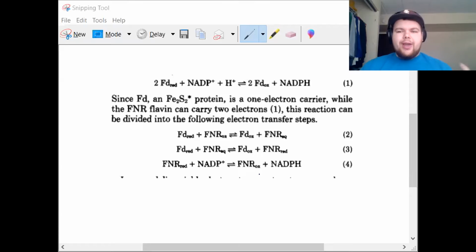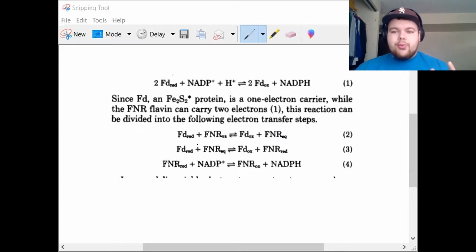So overall, the reaction for ferredoxin in this example has two reduced ferredoxin in solution with NADP plus and H plus ions. From there, those are turned into two ferredoxin, which have been oxidized, and NADPH, which we all know is a really good transporter. So how does this function work? Well, it's split up into three different subreactions.